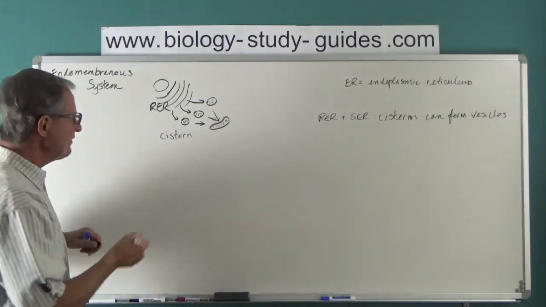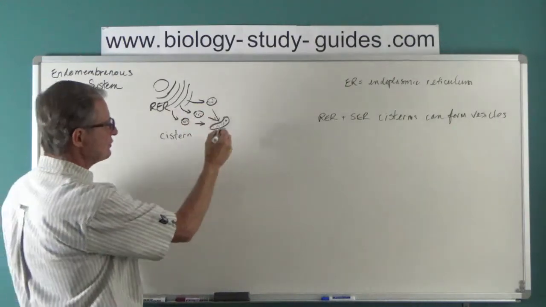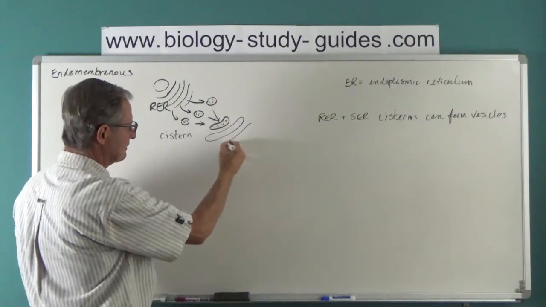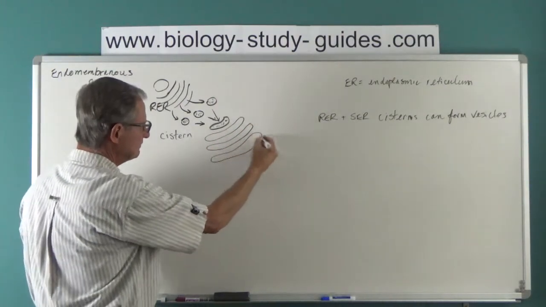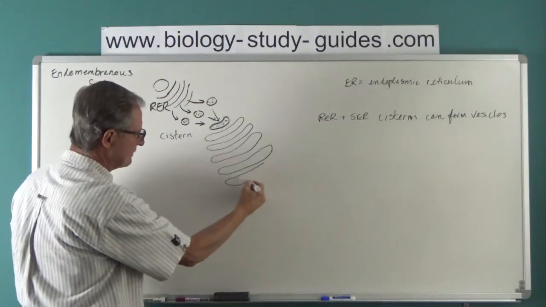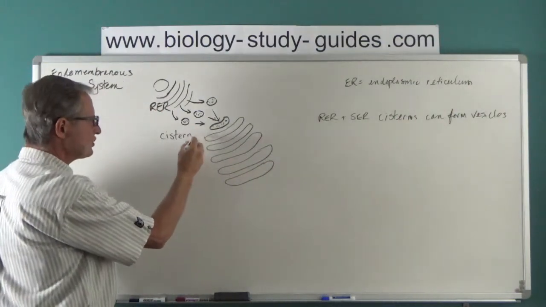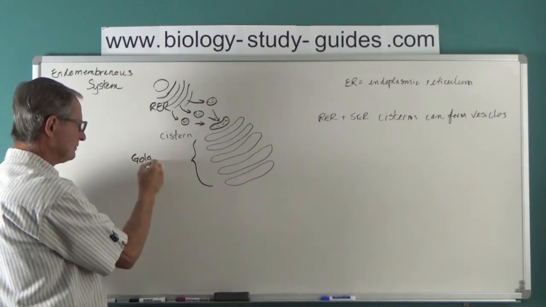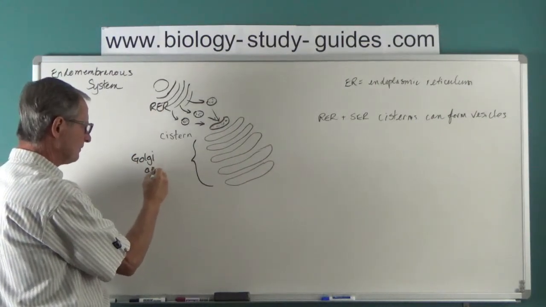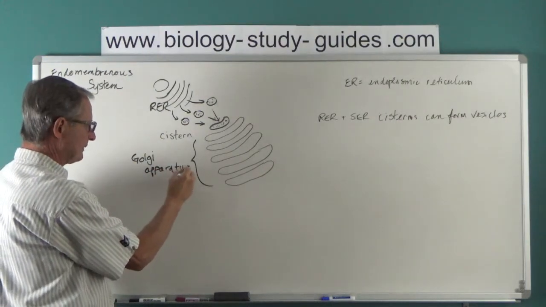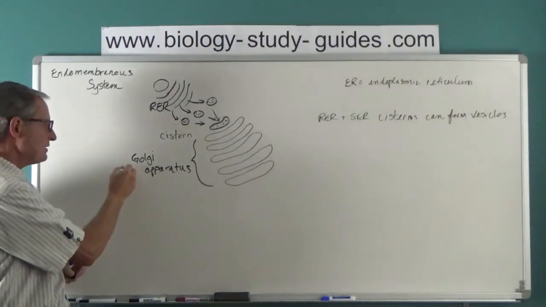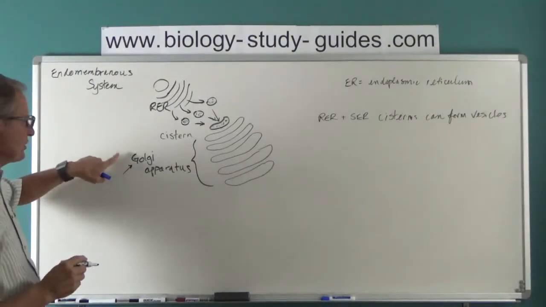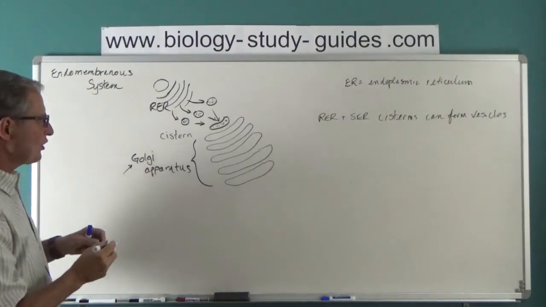And this cistern, once it's produced, lines up against other similar cisterns in a set like this. And when you recognize this structure in a cell, this is actually the Golgi apparatus. Golgi is always capitalized. Camillo Golgi was the Italian scientist that discovered the Golgi apparatus.